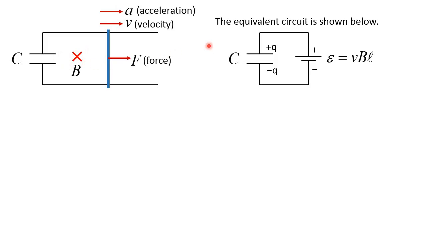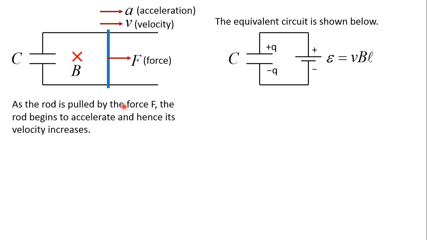Also this entire system can be replaced by an equivalent circuit like this. You know, a moving rod in a magnetic field is equivalent to a battery whose EMF is VBL. This is called motional EMF. Let us start the discussion. As the rod is pulled by a force F, the rod begins to accelerate and hence its velocity increases. Let the velocity of the rod after time t be V.